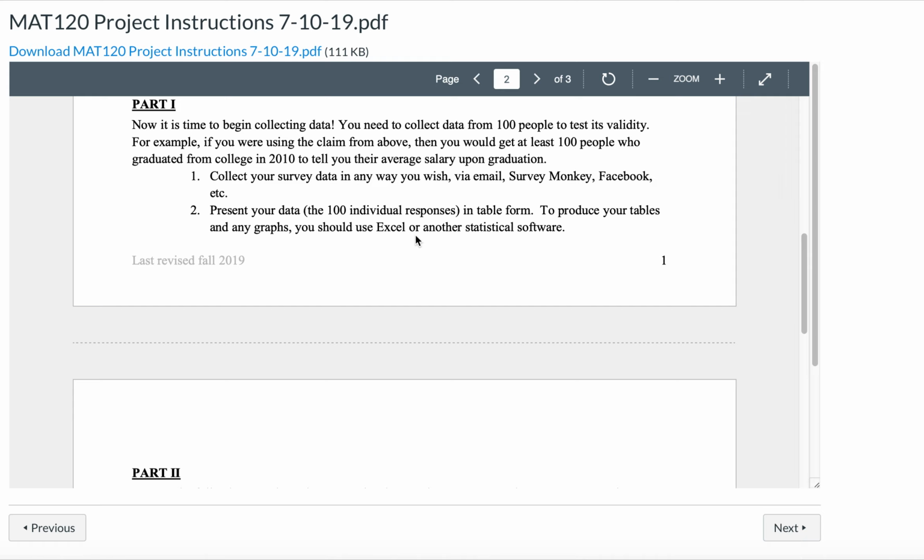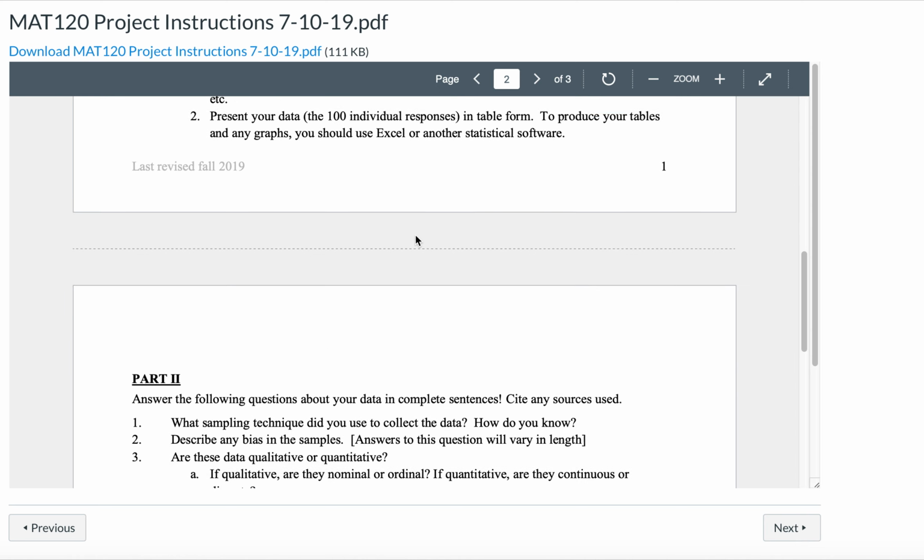I've had students tell me that that was faster, or SurveyMonkey puts it into an Excel file, so they were able to copy and paste from Excel. A lot of students have said Minitab is not the most friendly for that part of the data. So I need to see all 100 responses for every question you asked in a table. That is part 1, okay?